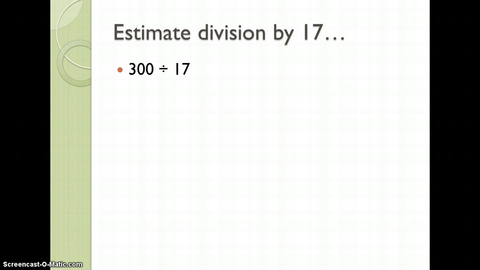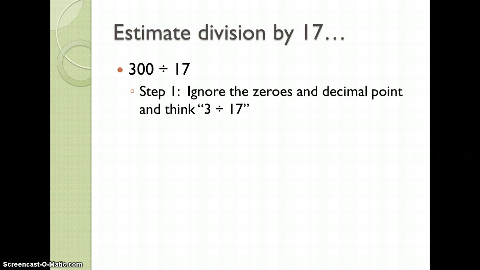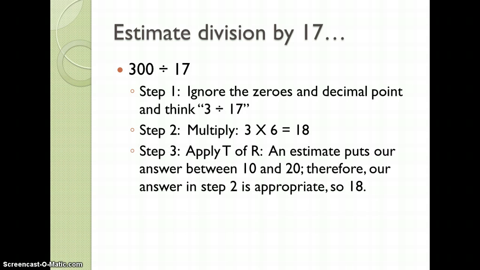So 300 divided by 17. Ignore the zeros and think 3 divided by 17. Multiply by 6, so 3 times 6 is 18. An estimate puts our answer between 10 and 20. Therefore, our answer in step 2 is appropriate, so about 18. The true answer is 17.65.